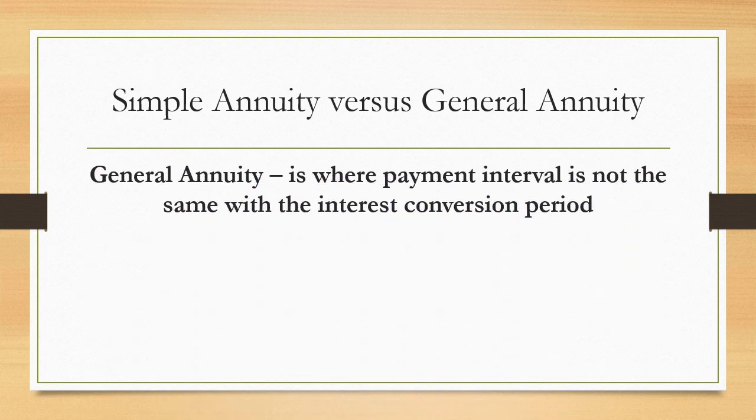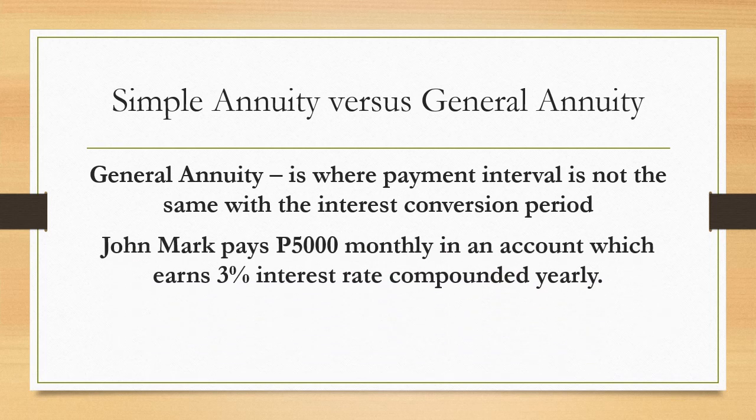Now, the general annuity is where the payment interval is not the same as the interest conversion period. Example, again with John Mark, he is paying 5,000 monthly. So this is the frequency of payment, monthly, in an account which earns a 3% interest rate compounded yearly. So the frequency of conversion of the interest rate is yearly. These two are not the same. So this is called a general annuity.